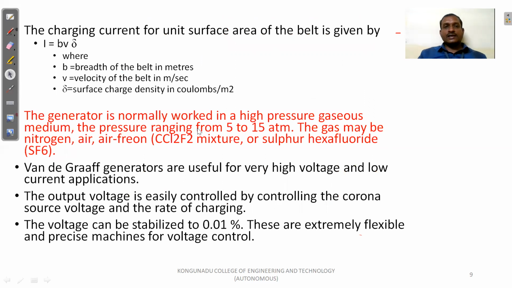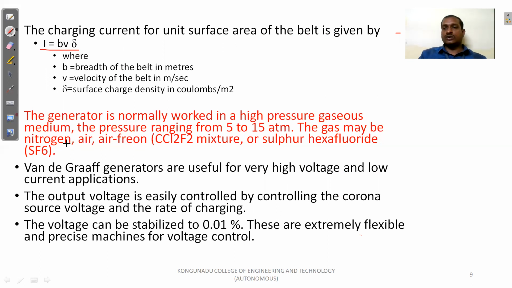The charging current for unit surface area of the belt is given by I equals B times V times sigma, where B is the breadth of the belt, V is the velocity of the belt, and sigma is the surface charge density in coulombs per meter square. So the generator is normally worked in a high pressure gaseous medium.